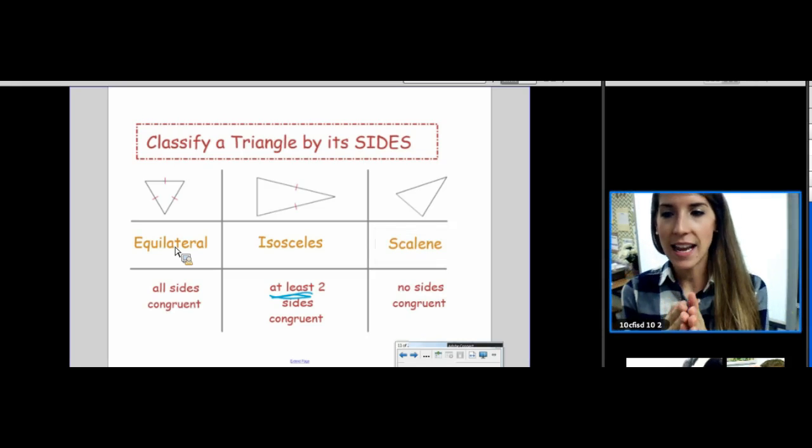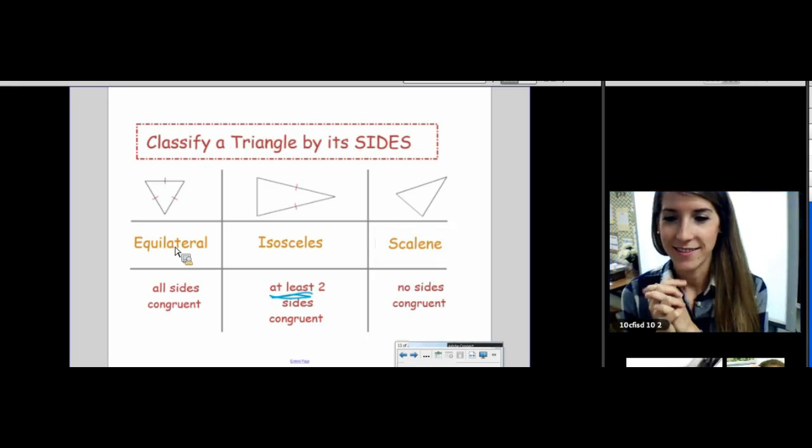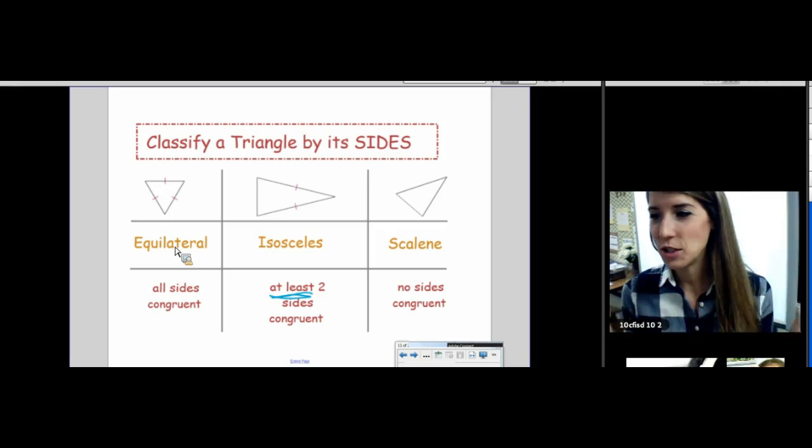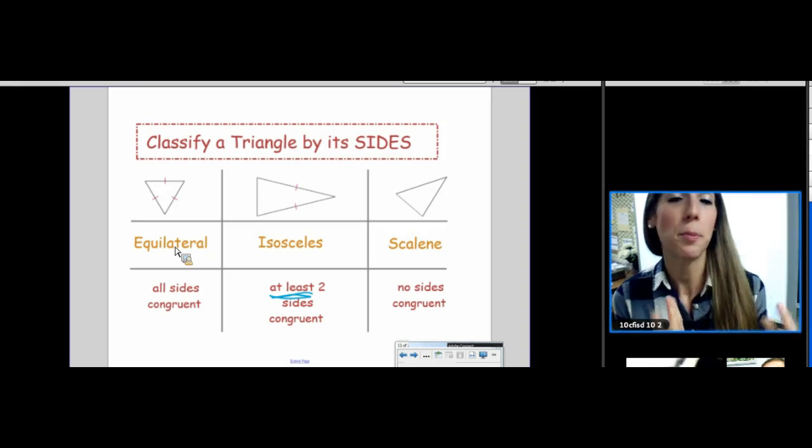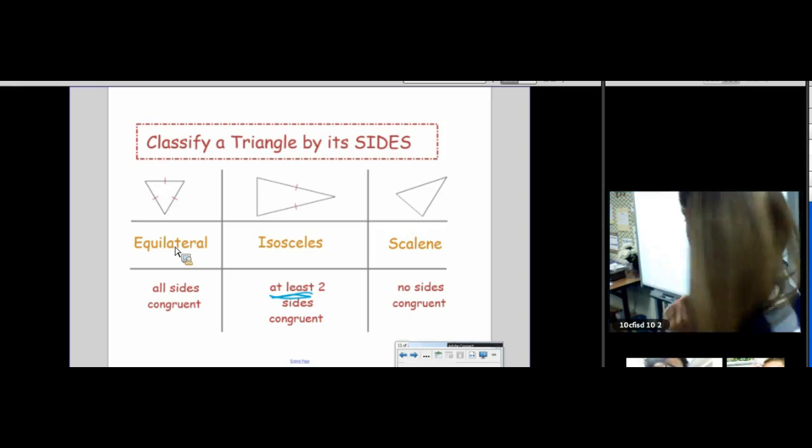Scalene, say that out loud. Say scalene out loud. You can use your mic or not use your mic. You can just say it at your school. I just want you to be able to pronounce that word, scalene. All right.